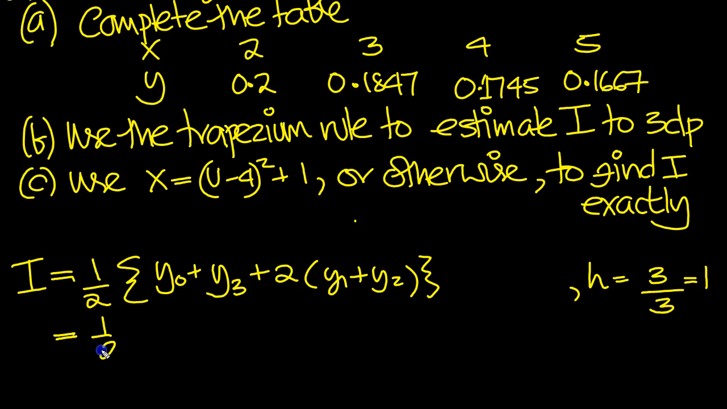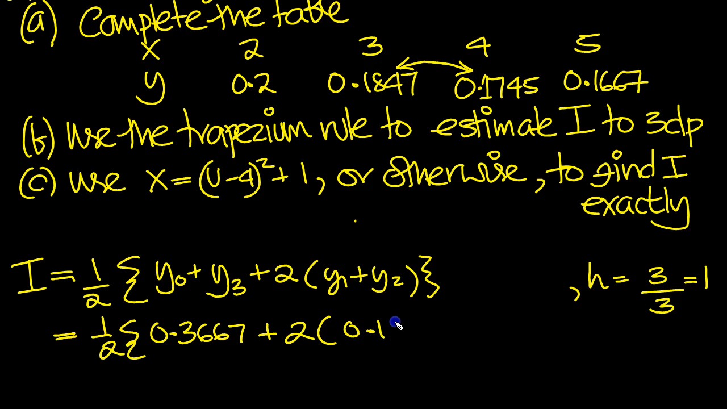So it's a half, or 0.5 times y0 plus y3. So 0.2 plus that is 0.3667, plus 2 lots of y1 and y2. y1 is here, this one and this one. So it's 0.1847 plus 0.1745. Close brace. Tap that in the calculator then and see what we get.